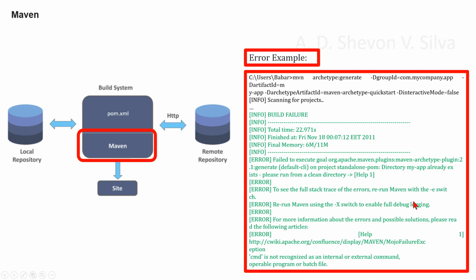As an error example, you can see here BUILD FAILURE and failed to execute goal org.apache.maven.plugins:maven-archetype-plugin:2.1:generate (default-cli) on project standalone-pom: Directory my-app already exists. Please run from a clean directory, etc.